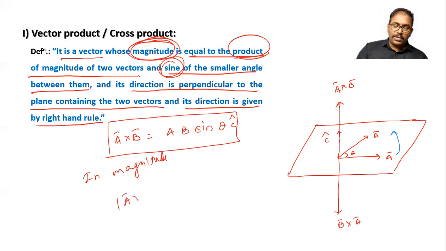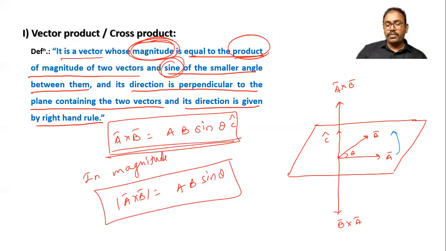Magnitude of A bar cross B bar is equal to A into B into sine theta only. So that much only in magnitude. But when we are writing in vector form, we have to write unit vectors. C cap is written here. No need to write C cap, you can use any one. But the only thing is this unit vector must be in the direction of this A bar cross B bar. Take care.